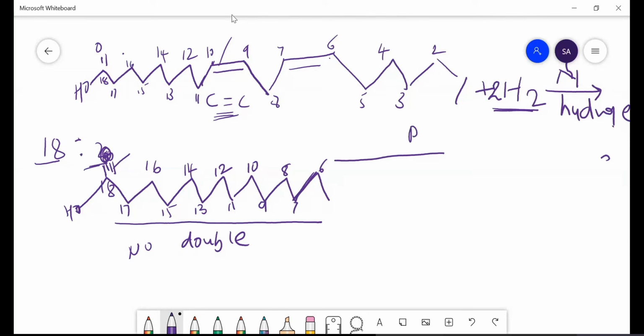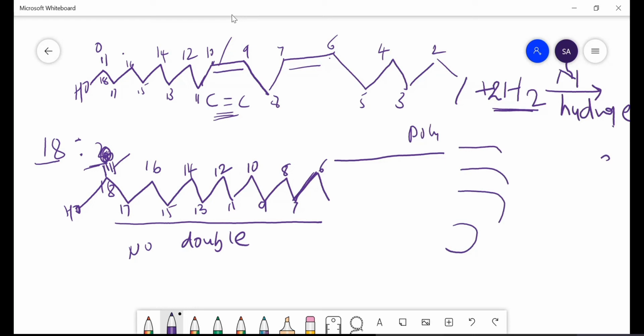In the polyunsaturated fatty acid, one double bond gives a slight kink. With two double bonds there will be slightly more bend. With 3 double bonds, more. With 4 double bonds, the molecule will bend completely. I have already explained this in my previous lecture.